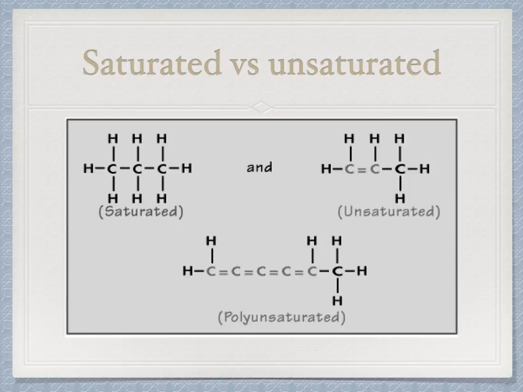Now, what is the difference between saturated and unsaturated when we talk about bonds? Well, carbon, if there are no double bonds, so they're just single bonds, it is said to be saturated. Unsaturated means that there's one or more double bonds. Polyunsaturated means there are multiple double bonds. So look at the difference between saturated and unsaturated.